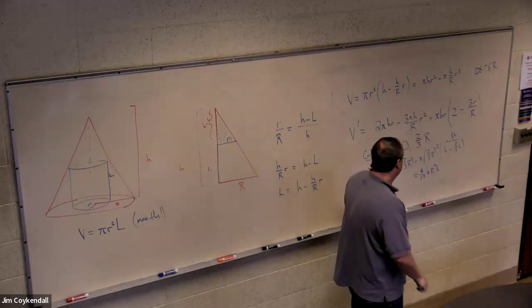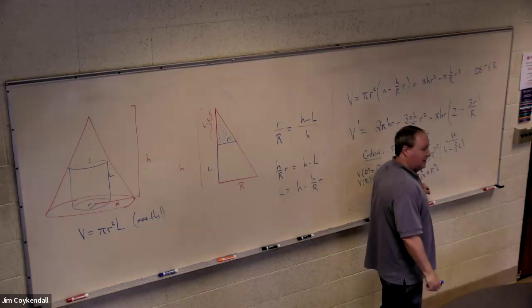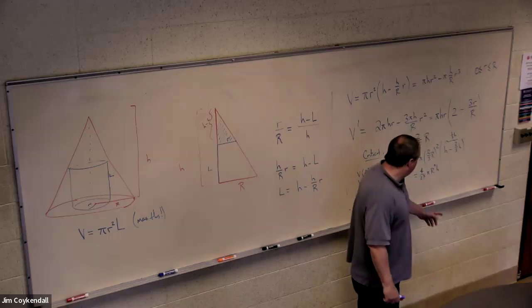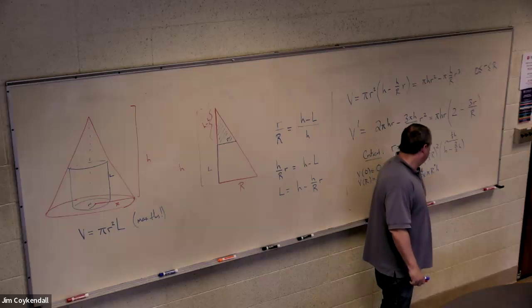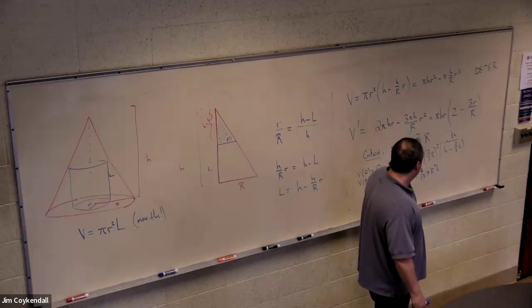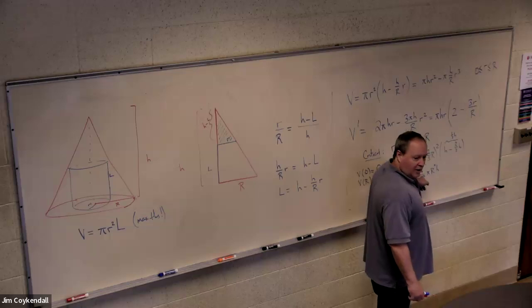It's interesting because the volume of the entire cone is 1/3 pi r squared h, which is 9/27. So basically, the largest cylinder occupies about 4/9 of the cone.